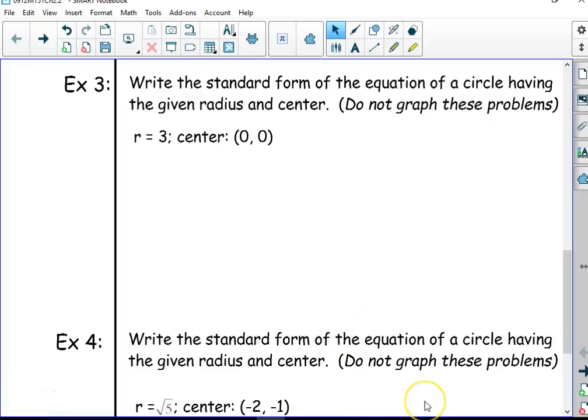On example 3, we're asked to write the standard form of the equation of a circle having the given radius and center. Now, in the book, it asks you to graph these problems. I don't want you to.